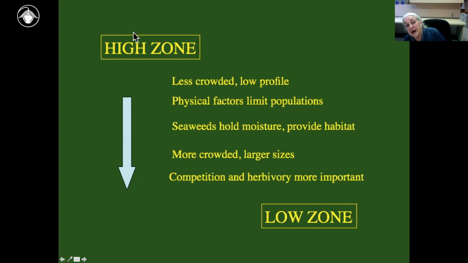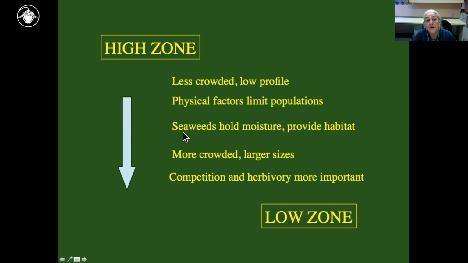If we're moving from the high zone to the low zone, up in the upper places where there's lichen crusts, small snails, it's less crowded, very low profile plants, and it's physical factors that limit populations there. It's UV light, it's desiccation, drying out, it's wind drying. These physical factors limit who can live there. You need special adaptations.